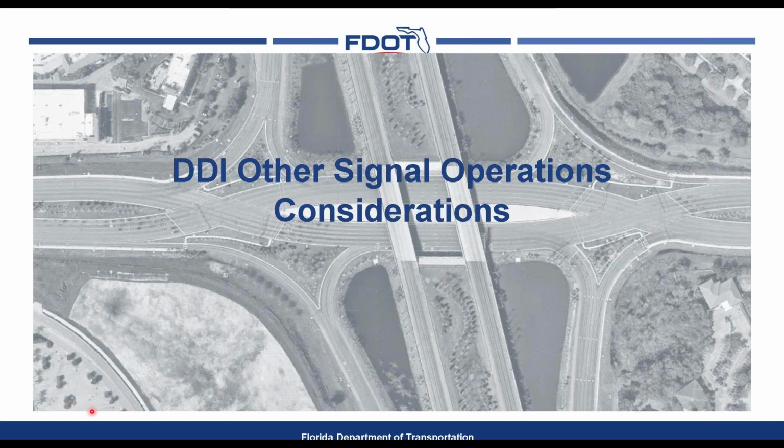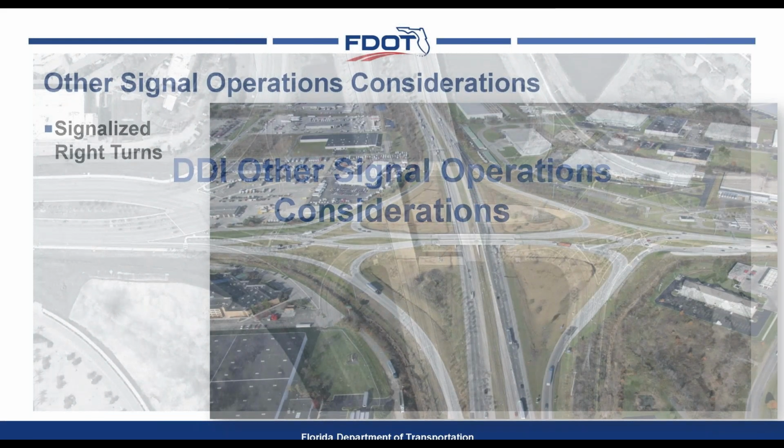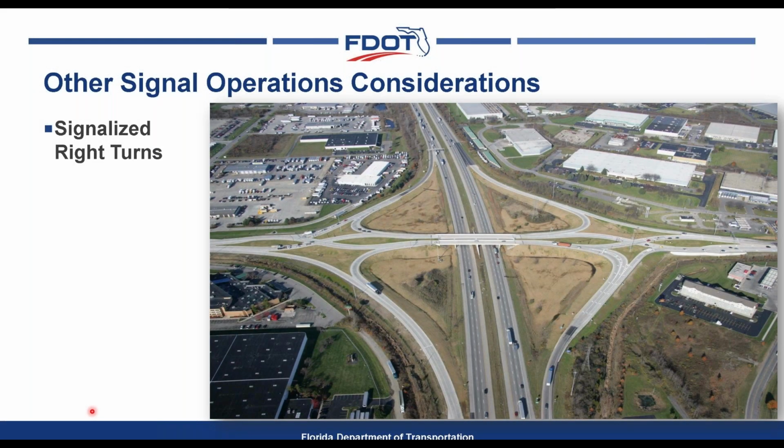Okay, so we'll continue on. In addition to the signal phasing and timing we just discussed, there's a couple of other items that should be evaluated and considered as part of the traffic operations study. One of those things is the question that always comes up: do you signalize the right turns from the exit ramps? Obviously, it's possible to allow that to be a yield. They can just yield and go, or maybe even add a lane and make it a free movement. So those are all some possibilities. Let's look at some of the issues related to that.